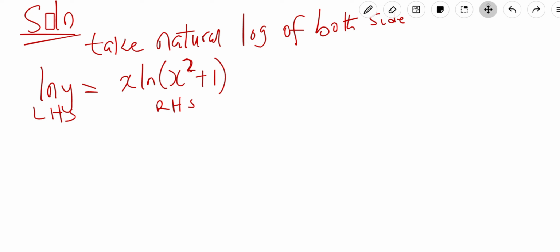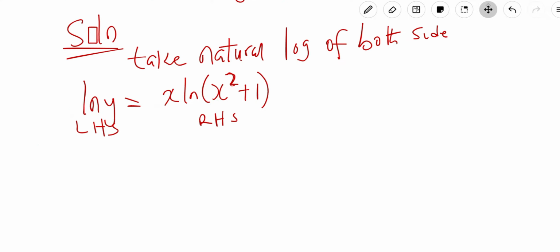And to differentiate the right hand side, we are going to apply the chain rule, but still we are going to use the product rule. And recall what the product rule states, that d(uv)/dx is equal to u dv/dx plus v du/dx. That's what we're going to apply to solve the right hand side.